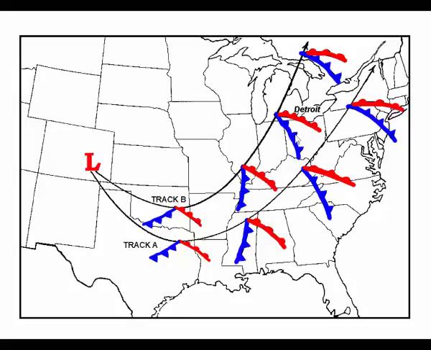Regardless of the track, as the low is approaching Detroit, air pressure is going to decrease, and as the system moves away from Detroit, air pressure would tend to increase. And more likely than not, the next system going into effect Detroit is going to be an anticyclone or high pressure system.